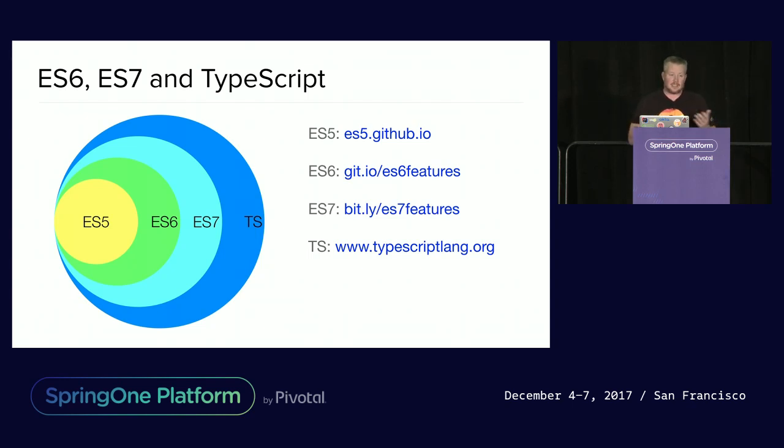ES6 is a little bit different. It has classes and modules. It's also known as ECMAScript 2015. And it looks a lot more like Java than JavaScript before it, because before it you had to use prototypes and stuff like that, and now you can have actual classes.